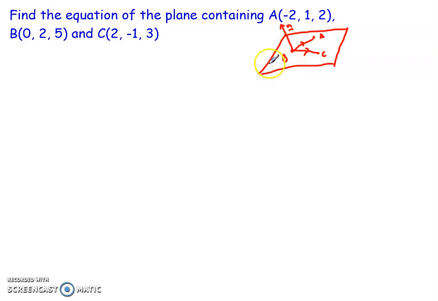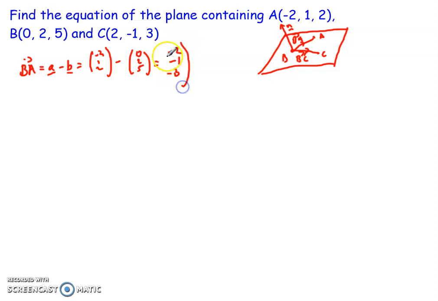Okay, so I'm going to use all that information to calculate my equation. So first thing I want to do, I've got my two vectors B to A and B to C. Before I do anything, I need to calculate those. So my vector BA is going to be given by the position vector of A minus position vector of B. So that's given by the coordinates. So what that's going to be given by is -2, 1, 2. Take away the B, which is 0, 2, 5. So what that means is I'm going to get a vector B to A given by -2, -1, -3.